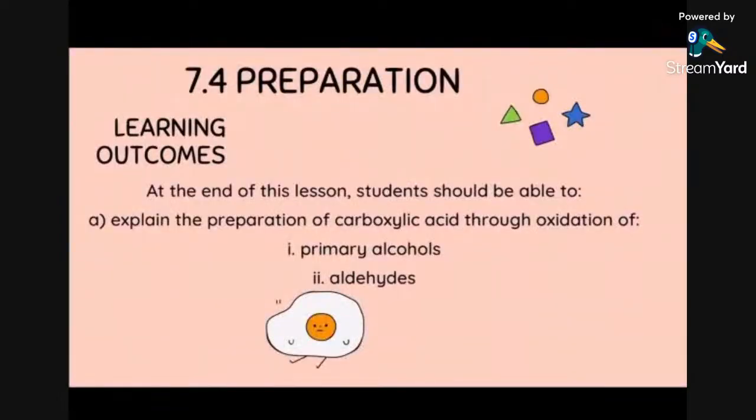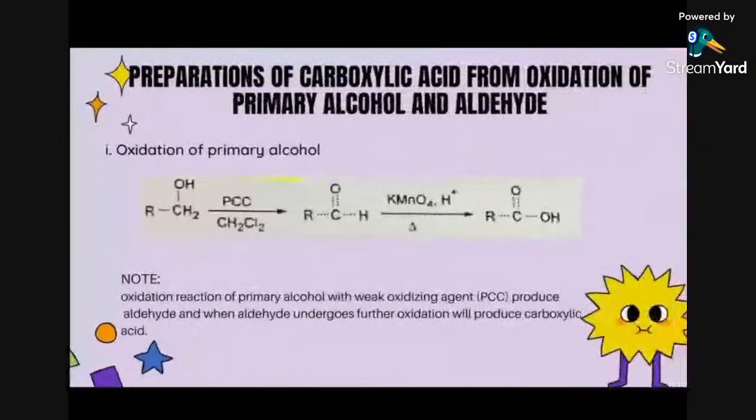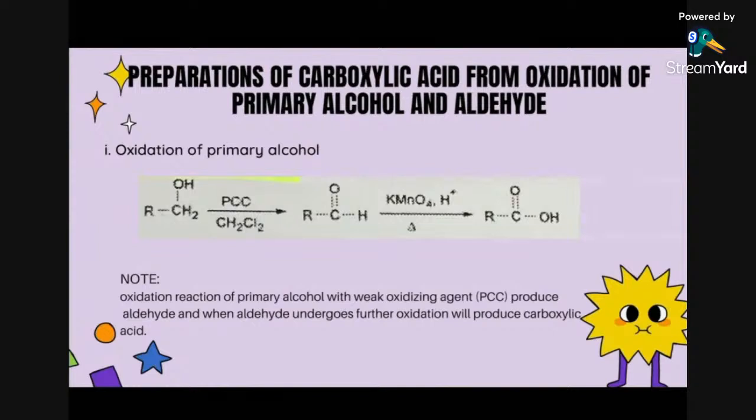Proceed with subtopic 7.4, which is preparation. So the learning outcomes for today is, at the end of this lesson, students should be able to explain the preparation of carboxylic acid through the oxidation of primary alcohols and aldehydes. Okay, the preparation of carboxylic acids from oxidation of primary alcohol and aldehyde.